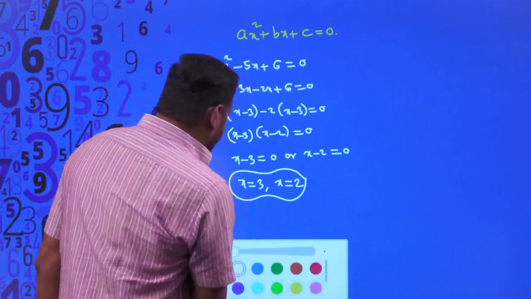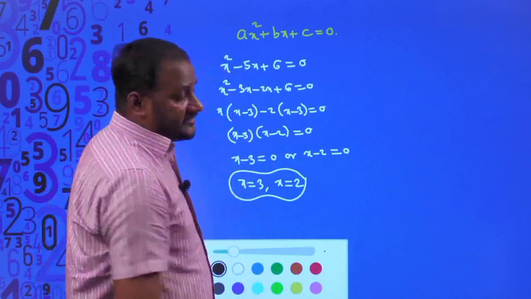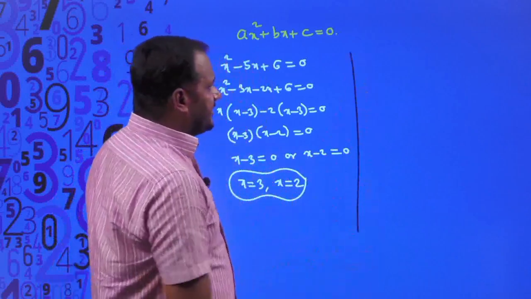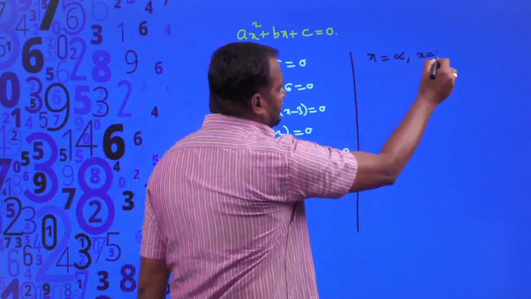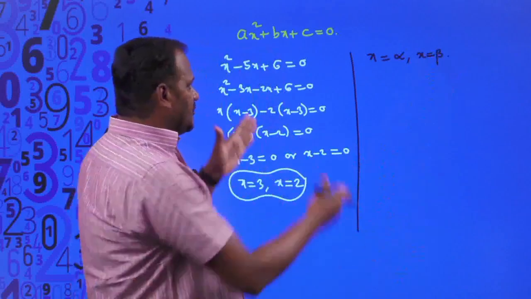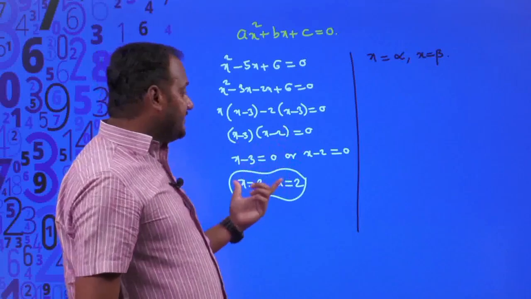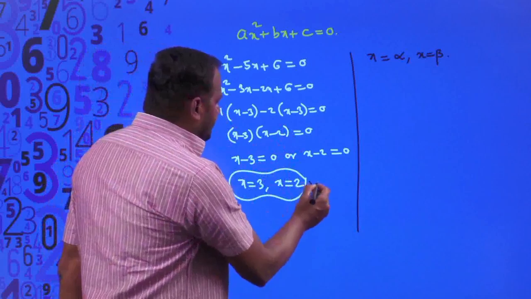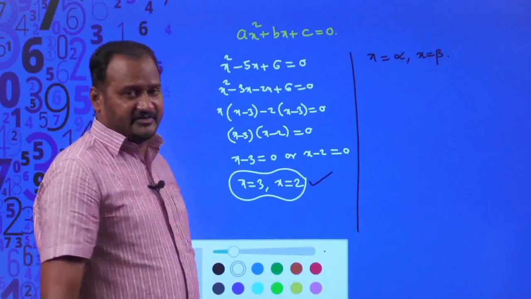Now, I am telling you, just think conversely: how do we find the quadratic equation when the roots are given? For example, the roots of the given quadratic equation, in general, we can take as x is equal to alpha and x is equal to beta. Once you understand the logical sequence of steps in finding the roots of the given quadratic equation, see here, finally you got x is equal to 3 and x is equal to 2. So x is equal to 3 and x is equal to 2 are the roots of the quadratic equation.